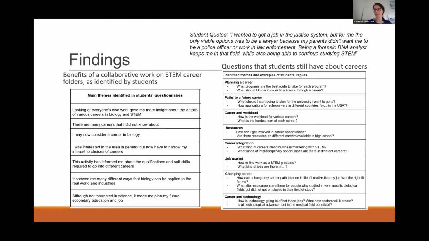Career integration, this was one of the interesting findings. And what is the job market for certain STEM careers, and careers in technology, such as, for example, what if there will be robots everywhere in biology and medical sciences? So will there be jobs for students when they graduate?